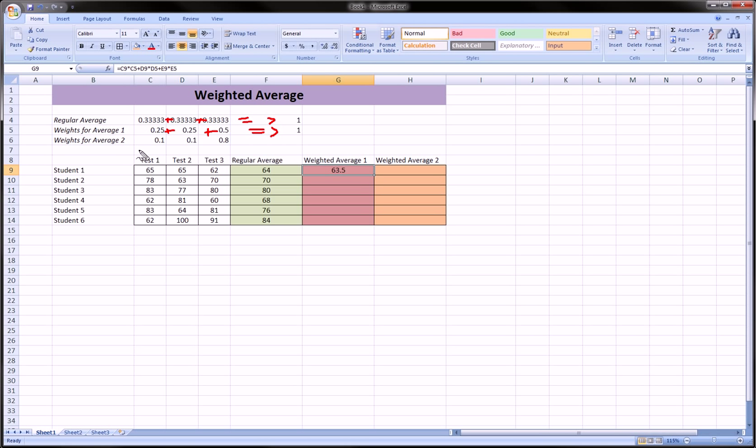Now, to do it one more time so that we can drive this point home, I've done another weight scheme, and this is weights for weighted average 2. Now here we have much smaller weights for the first two exams and a much bigger weight for the third. So here it's saying that the first exam is worth 10% of your grade, the second exam is worth 10%, the third exam is worth 80%. So the last exam has a lot more weight. Okay? That's the point of weighted averages.